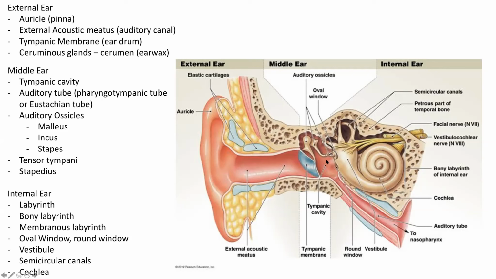We also have the tympanic cavity, and that leads into the auditory tube here, the eustachian tube. This is where it leads out into the nasopharynx. So this is how we equalize pressure between the middle ear and the external ear. When you're on a plane and you're pulling on your ears or you're swallowing or chewing, this tube opens up and it helps to equalize the pressure from the external ear to the middle ear.